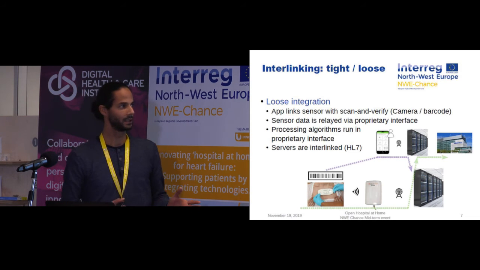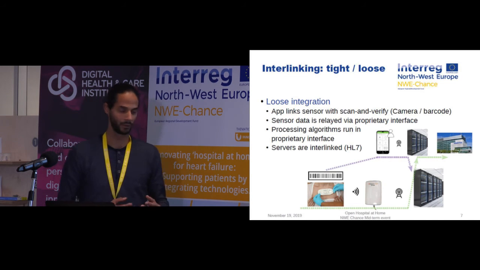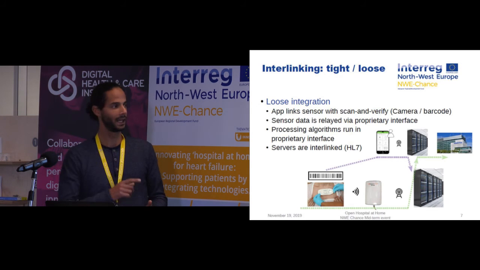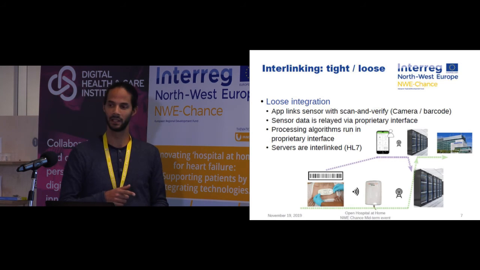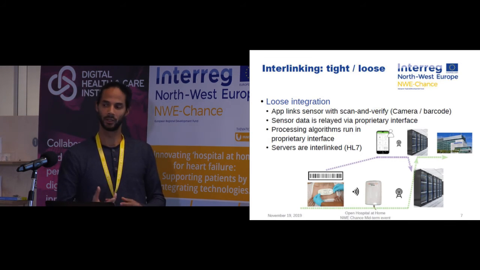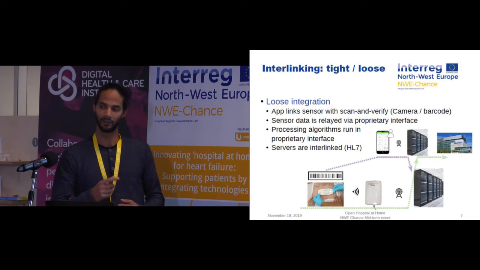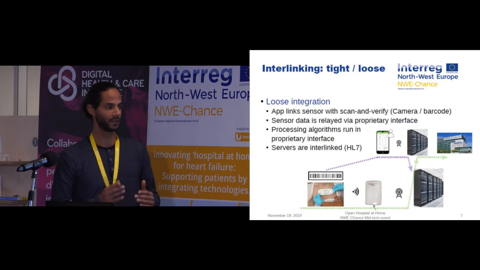Very simple technique: you scan the barcode. Almost every product you can put a barcode on. You scan it, and then you verify with the vendor that the barcode is valid, that it's actually one of their devices, and then and only then will the device activate and start streaming data. Because at that moment you know where the data should go. Who does it belong to?